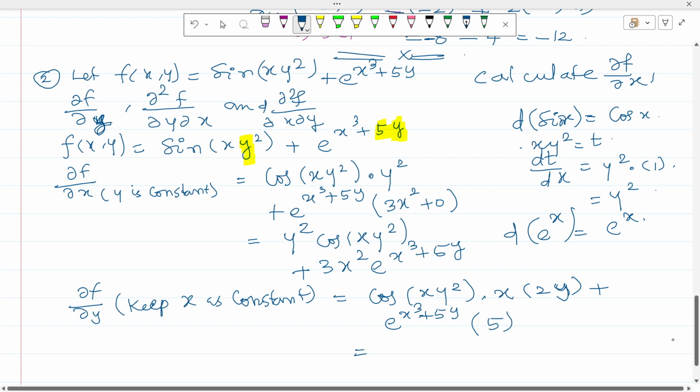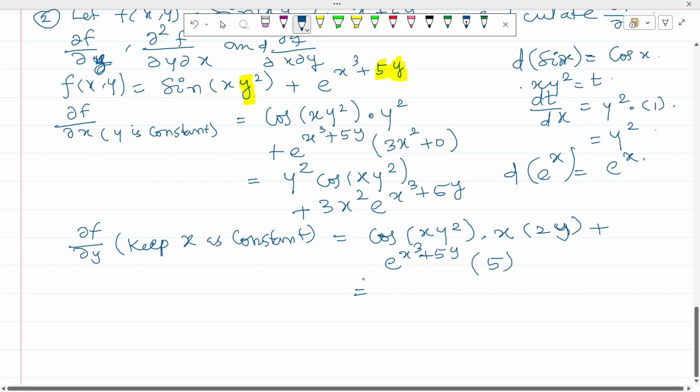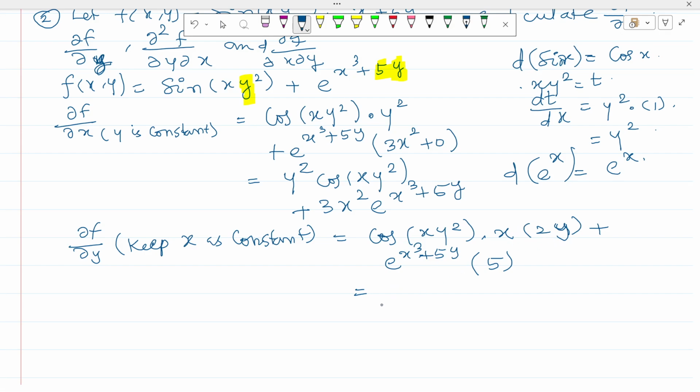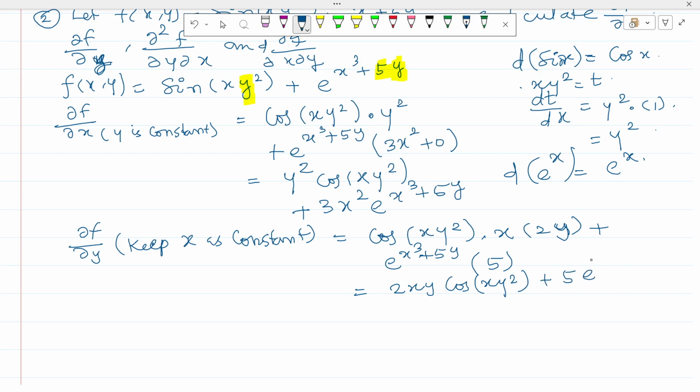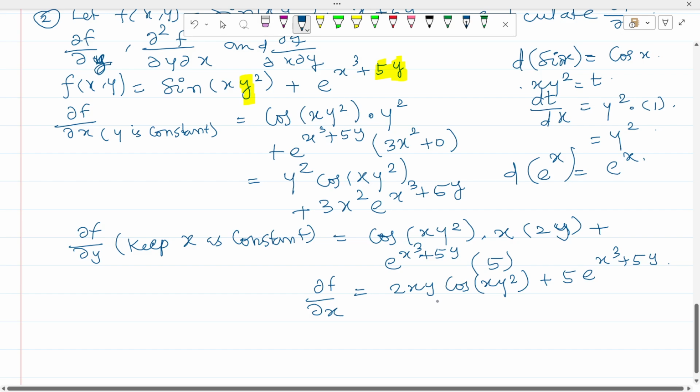So that means dou f by dou y is 2xy cos xy square plus 5 e power x cube plus 5y. So that means dou f by dou y equal to 2xy cos xy square plus 5 e power x cube plus 5y.